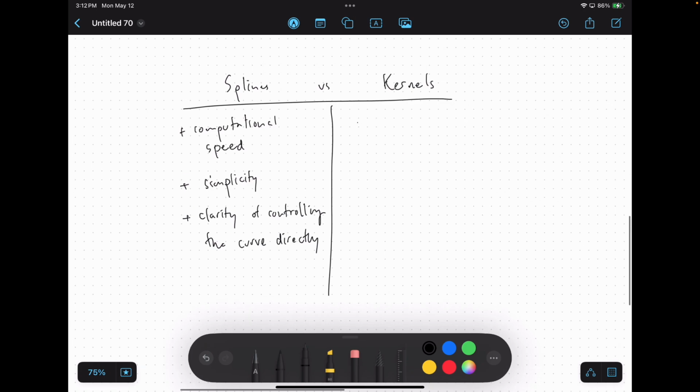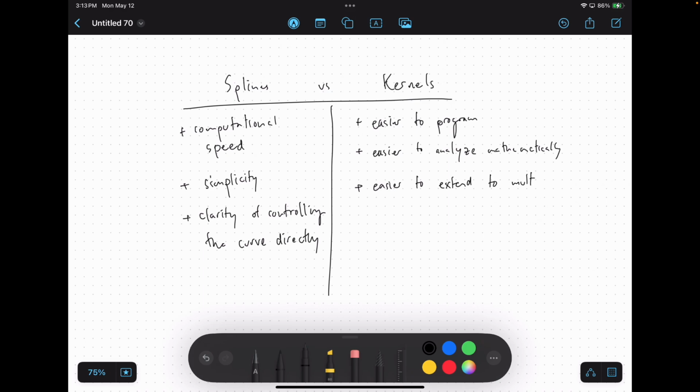With kernels, these are typically easier to program. You don't need to make a specific decision about fitting or about choosing specific variables to apply splines to. You just throw it all in, and it does this local regression stuff. Kernels are also easier to analyze mathematically. And they are easier to extend to multiple variables.